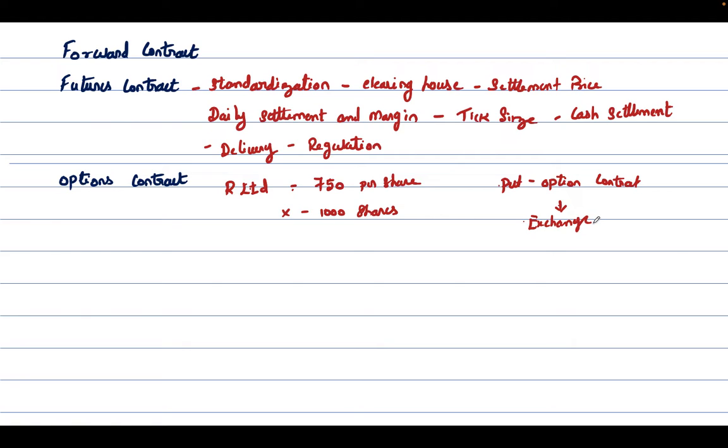So what X has to do is he should pay a premium amount. So this is available. It is of 800 per share, in next 2 months delivery. And the premium is rupees 10 per share.